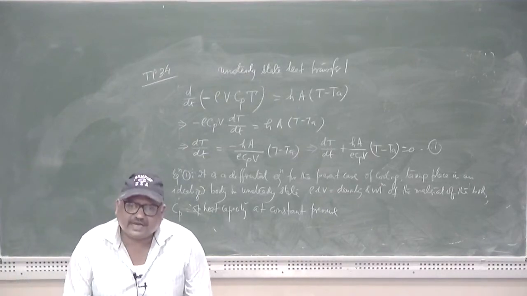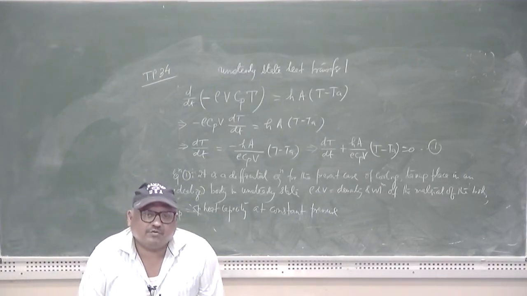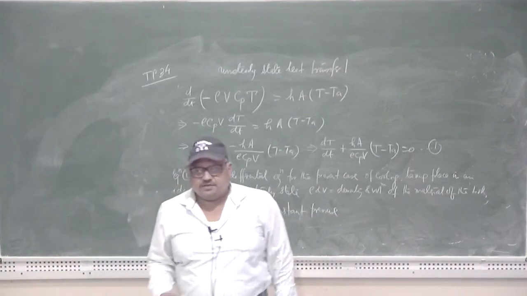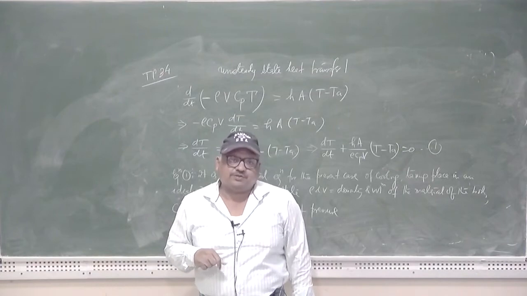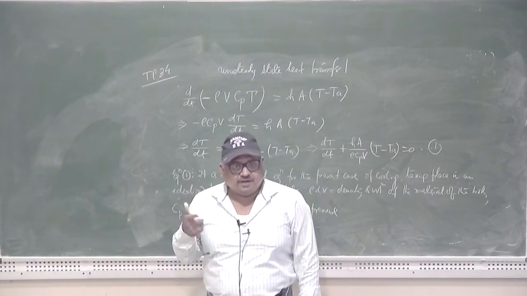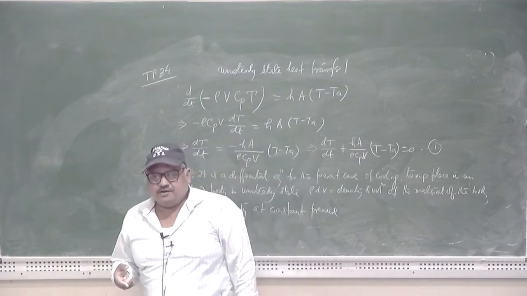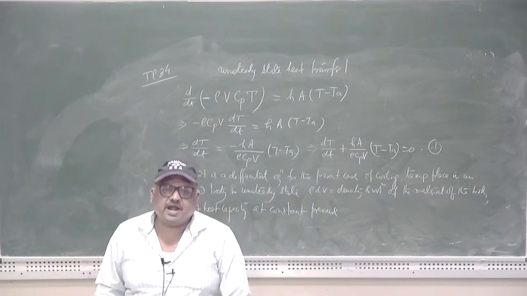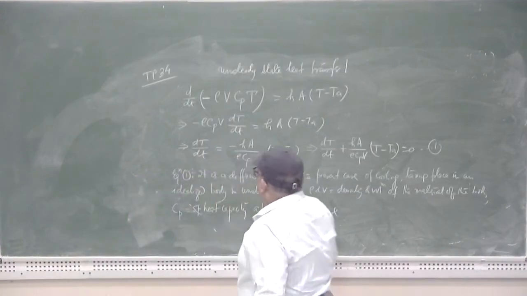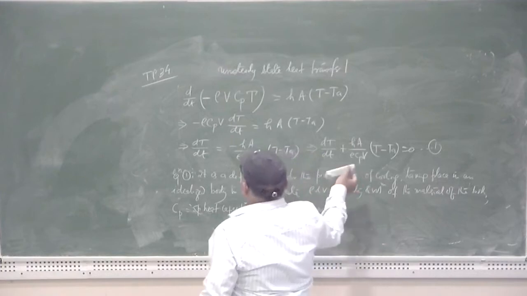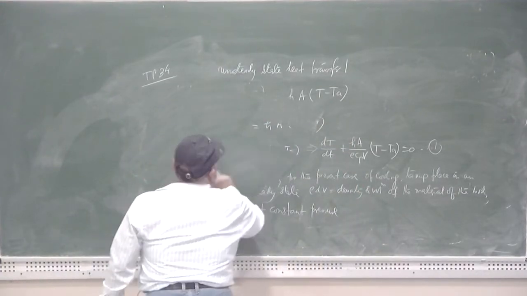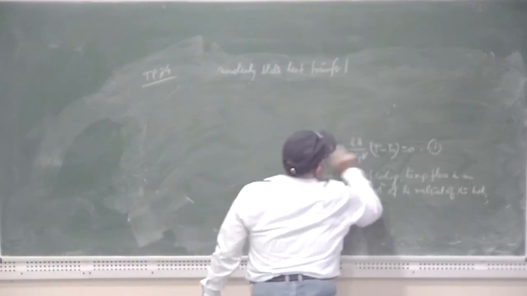What should be our next task? You have obtained the differential equation for the lumped heat capacity analysis. So now it is our prime task to solve this differential equation, to put up the boundary condition in order to evaluate the constant involved therein, and after that we have to make a conclusion regarding this lumped heat capacity analysis. So come to the solution of equation number 1.